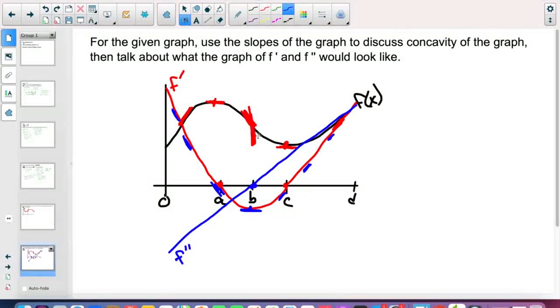Another thing it's important to notice is, look at my f double prime graph at the point of inflection where the concavity changes. That's where my f double prime graph crosses the x-axis. So that gives you a quick introduction to graphing a function and its first and second derivative. You will get more practice with that along the way.